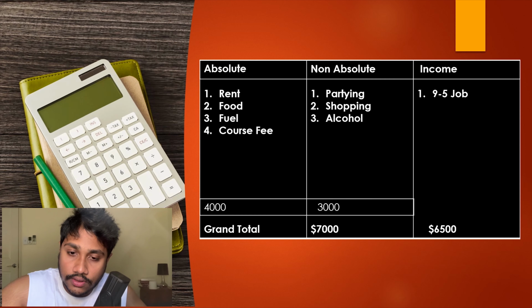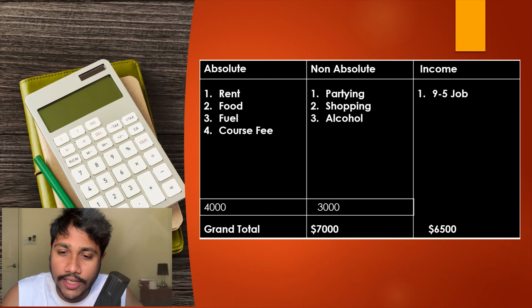Let's say this person spends like $4,000 for absolute expenses. He or she's got a nice apartment, 2 or 3 cars, and eat out a lot, so kind of heavy lavish lifestyle, right? And then they spend, you know, money on partying and whatnot, all the leisure activities, and they spend overall $7,000. Again, this is an example.